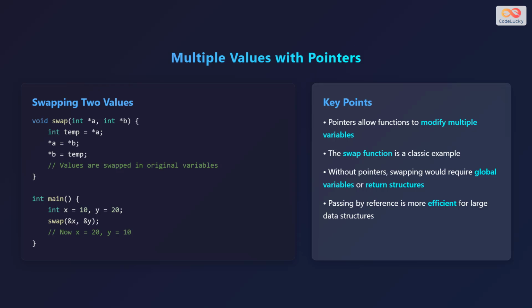In the main function, integers x and y are initialized to 10 and 20 respectively. The swap function is called with the addresses of x and y. After the function call, x is 20 and y is 10. Pointers allow functions to modify multiple variables. The swap function illustrates this capability. Without pointers, swapping would necessitate global variables or return structures. Passing by reference is more efficient for large data structures, as it avoids copying the data.